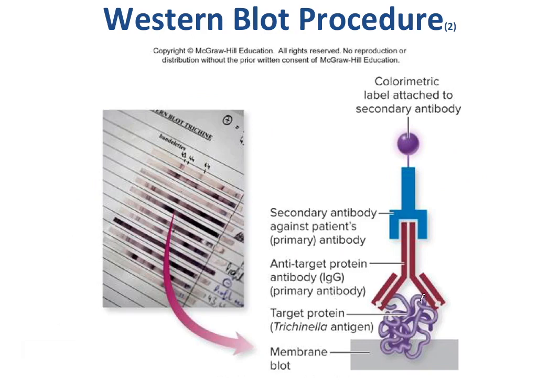So we can see the protein is transferred to the membrane. This is called a blot. This is the primary antibody, specific to link with the protein. This is the secondary antibody. The secondary antibody is conjugated with a radioactive or fluorescent label to give us the signal.